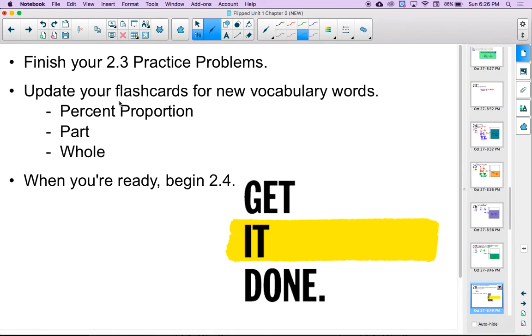You are going to update your flashcards with new vocab words. Remember, the words are percent, proportion, part, and whole. If you did not already make a vocab card for the word percent, please do that as well. So you should be up to about 4 vocab cards so far for chapter 2. And then when you're ready, you can begin chapter 2, lesson 4.